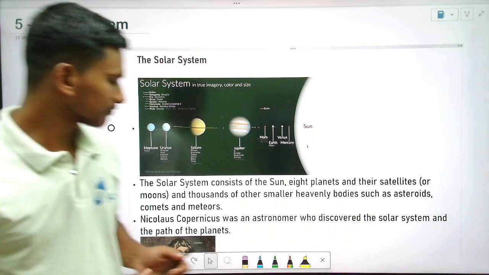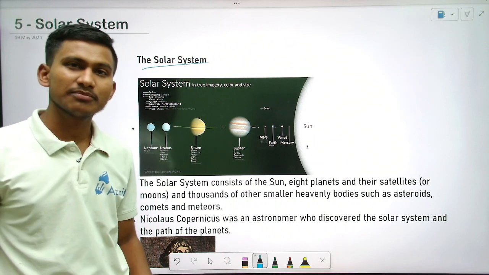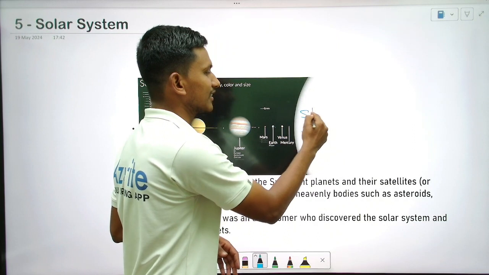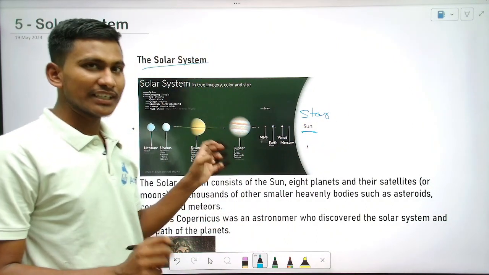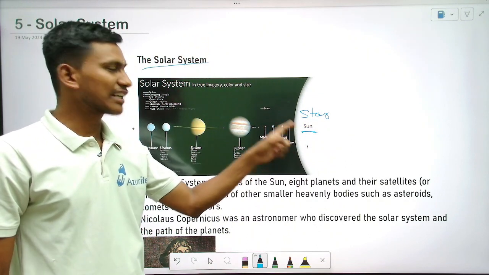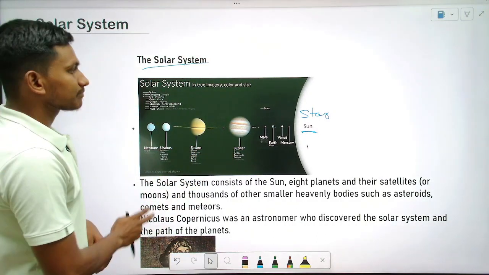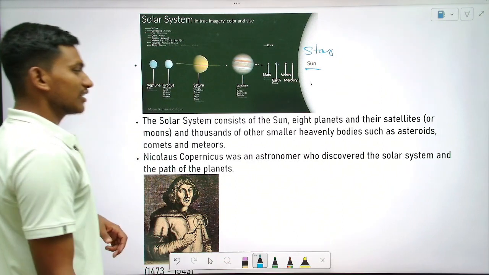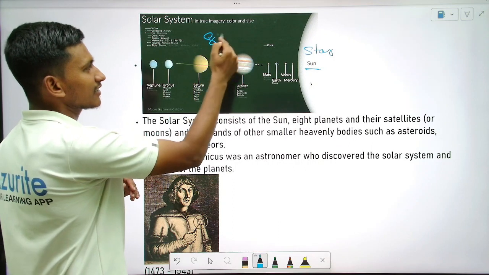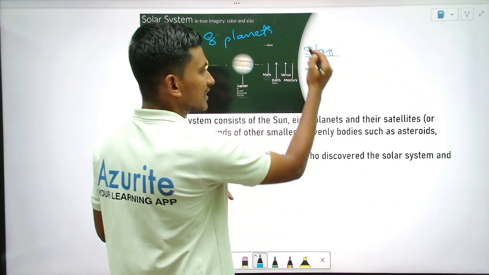So see here, in our solar system the sun is the star. The star is the sun, right? All the planets are held by the gravity of the sun, isn't it? So here, the solar system consists of how many planets? Yes, 8 planets are there, and the sun is one star.